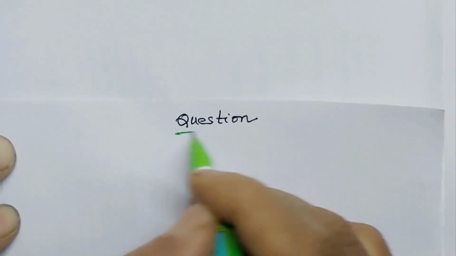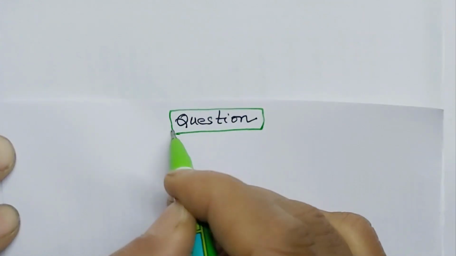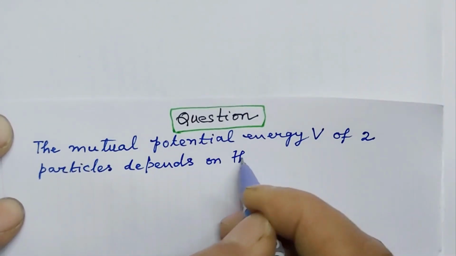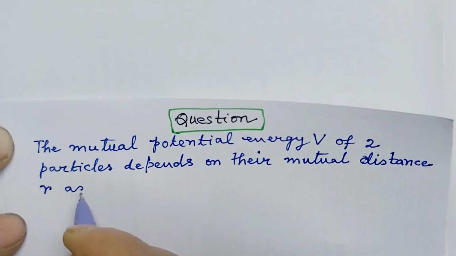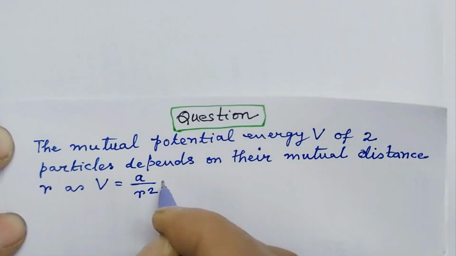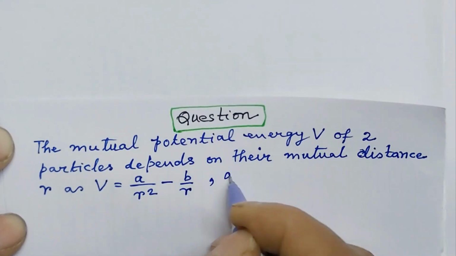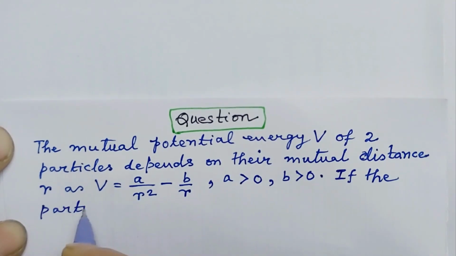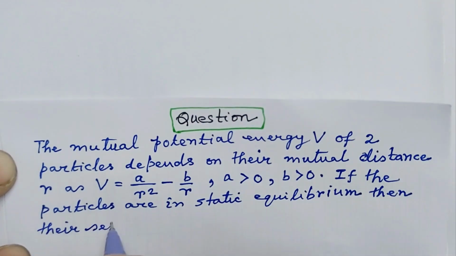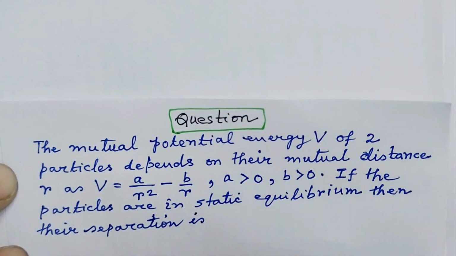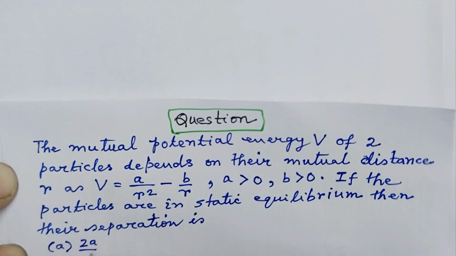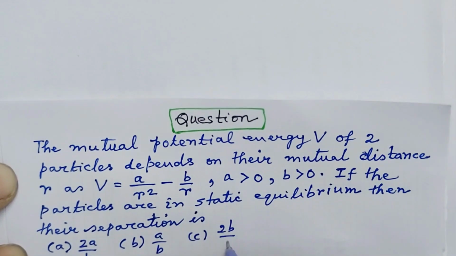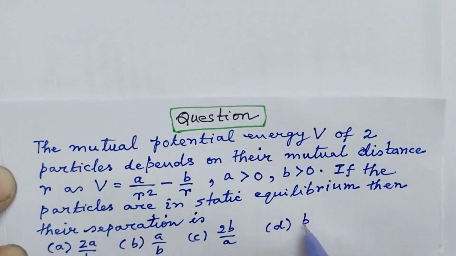Let us switch over to the next question, and it is as follows. The mutual potential energy V of two particles depends on their mutual distance r as V equals a/r² minus b/r, where a is greater than 0, b is also greater than 0. If the particles are in static equilibrium, then their separation is, and the options are, option A is 2a/b, option B is a/b, option C is 2b/a, and option D is b/a.